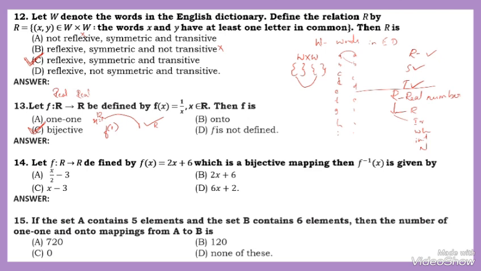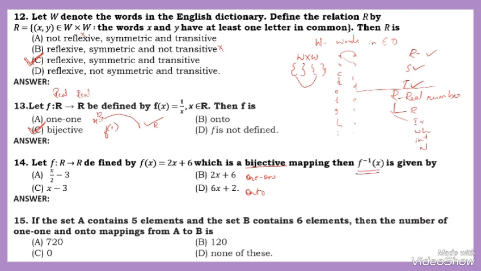Let f from real number to real number be defined by f of x is equal to 2x plus 6, which is a bijective mapping. Bijective means it has both 1-1 and onto conditions. It holds both 1-1 and onto conditions. After that, we have to find the f inverse.